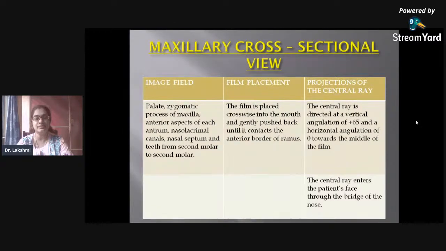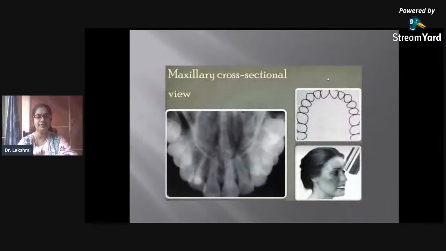The central ray enters the patient's face through the bridge of the nose. See this one? From second molar to second molar is visible. It is a little backwards. That is why you can see the incisal edge cut off also here. And here the central ray passes a little above, not at the tip of the nose, but through the bridge of the nose. This is a maxillary cross-sectional view.